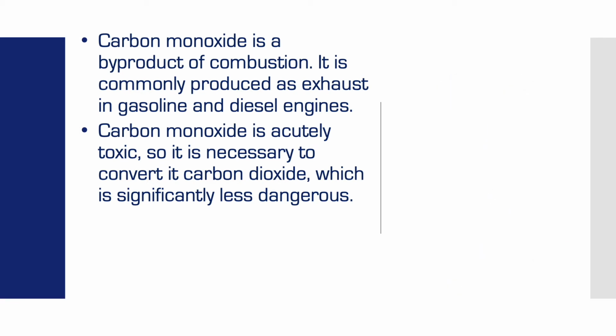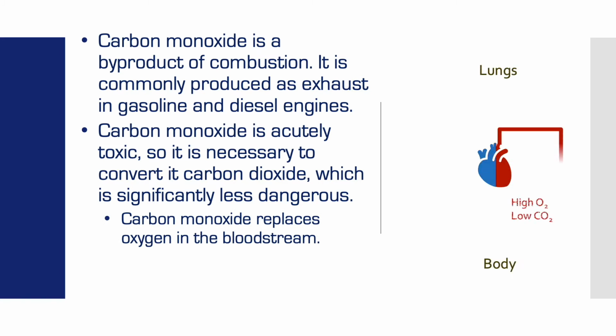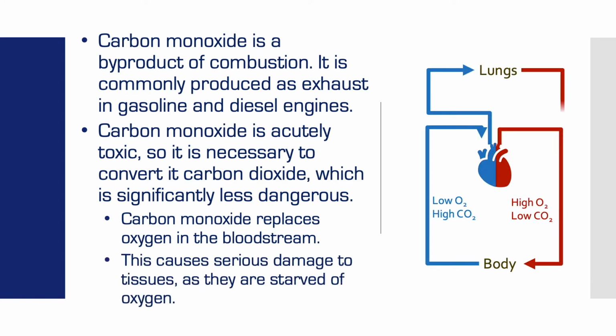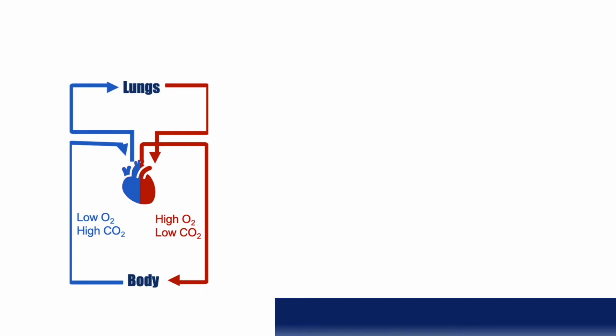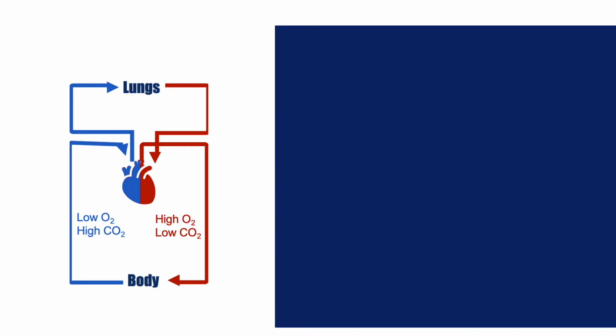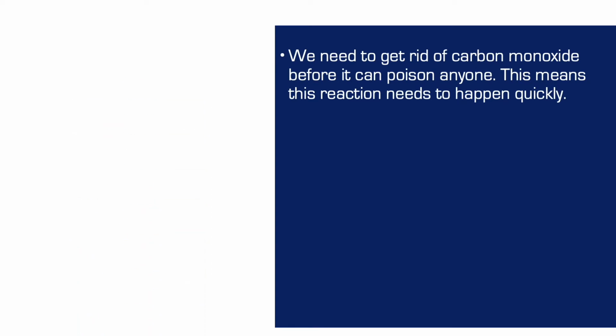Carbon monoxide replaces oxygen in the bloodstream. This causes serious damage to tissues, as they are starved of oxygen. We need to get rid of carbon monoxide before it can poison anyone. This means this reaction needs to happen quickly. So how do we make reactions happen quickly?